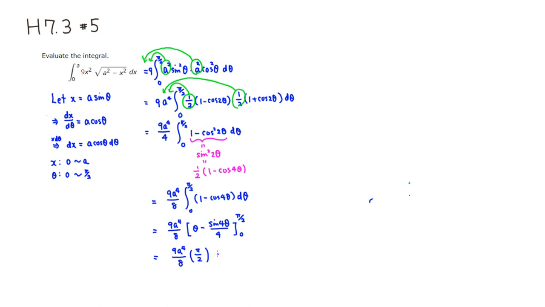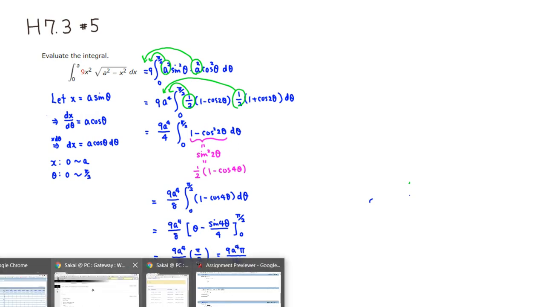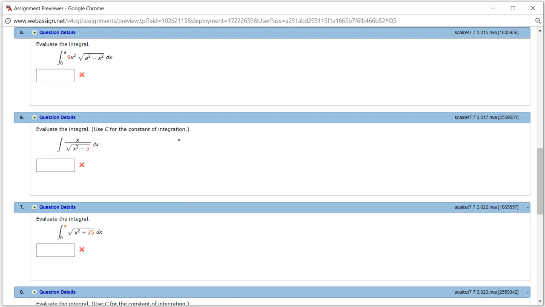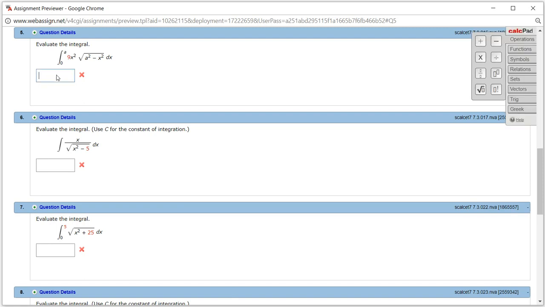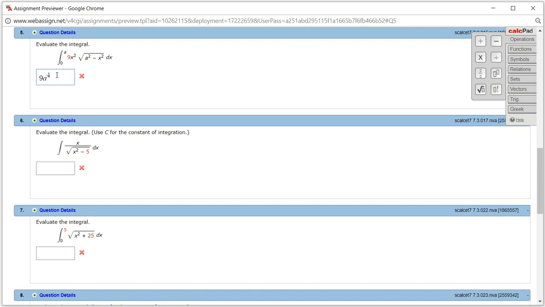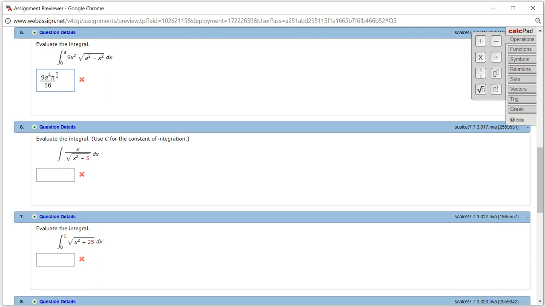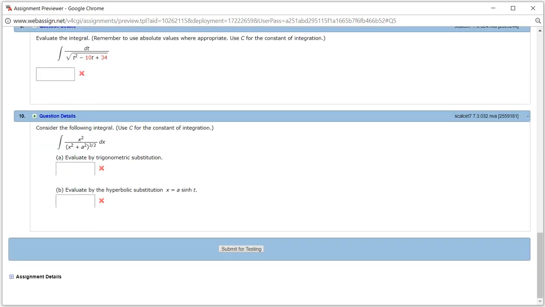So we get 9a to the 4th times pi over 2 times 8, which is 16. Let's type it in. So we got 9a to the 4th pi over 16. Let's check the answer.